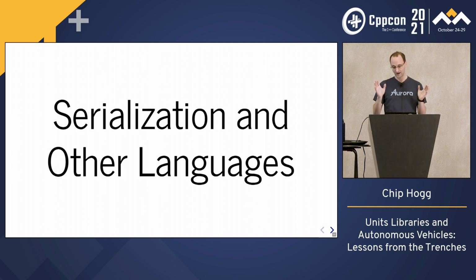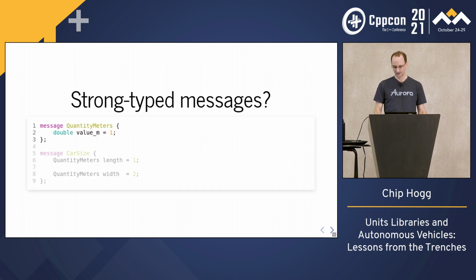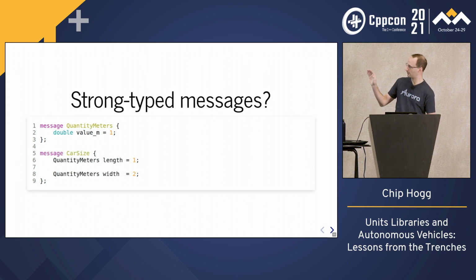All right, I'm going to shorten this section because the takeaway is easy to show, so we can have more time for questions at the end. When you're used to a units library, you are likely to be tempted to try making strong types in your serialized data as well. Then you're going to have a quantity meters length and a quantity meters width instead of a double length and a double width. And doesn't that feel better?